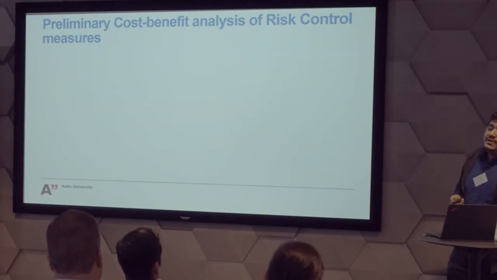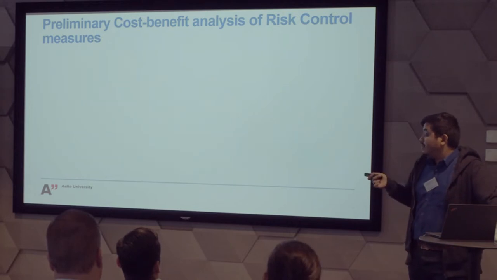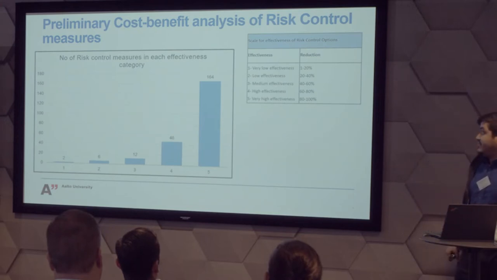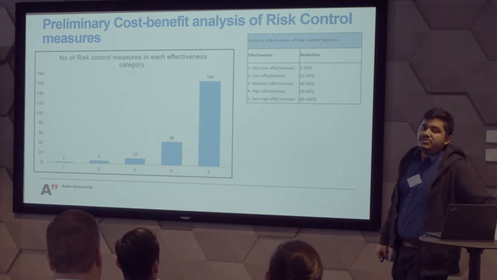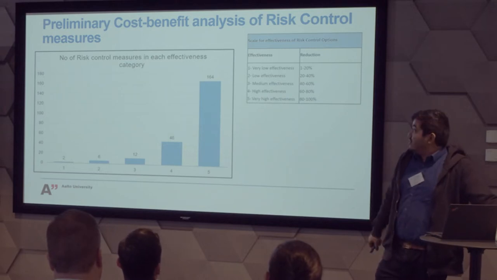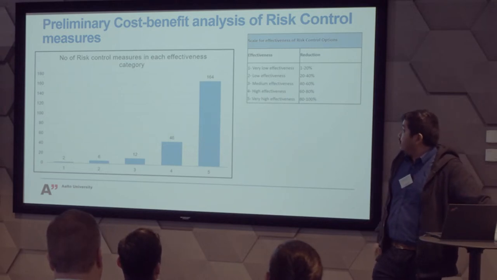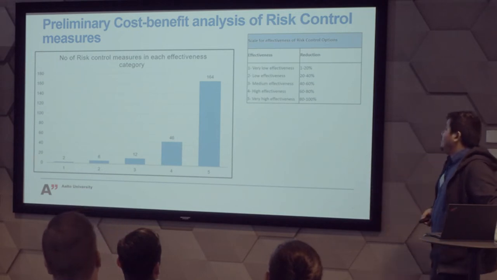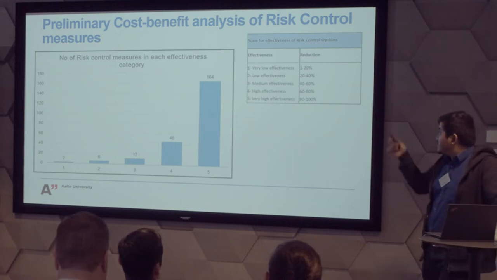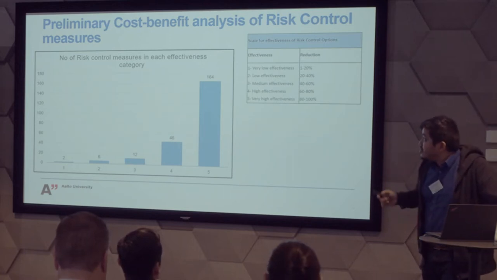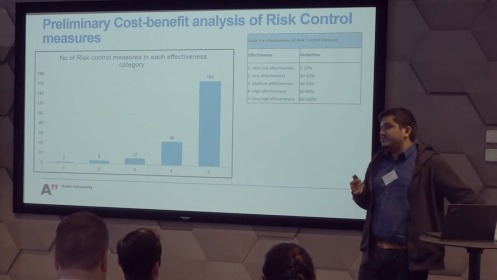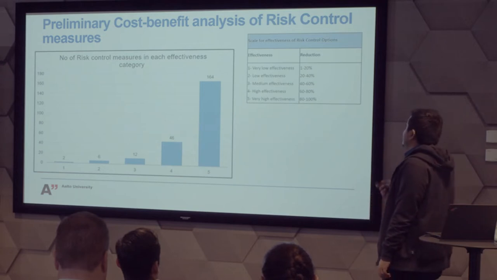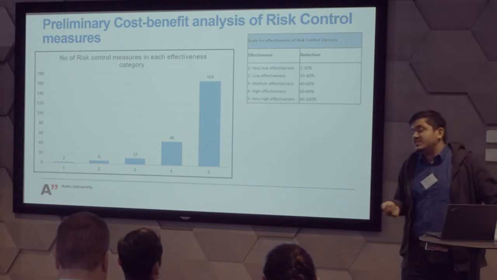Also, we did a preliminary cost benefit analysis of the risk control measures using a Likert scale. First we tried to define how effective the defined risk control measures are, together with the field pilots. So we generated this scale, which goes from 1 to 5, with low, medium, high, and very high effectiveness based on percentage reduction. So you can see that out of around 230 risk control measures, 164 of them were deemed to be of very high effectiveness.